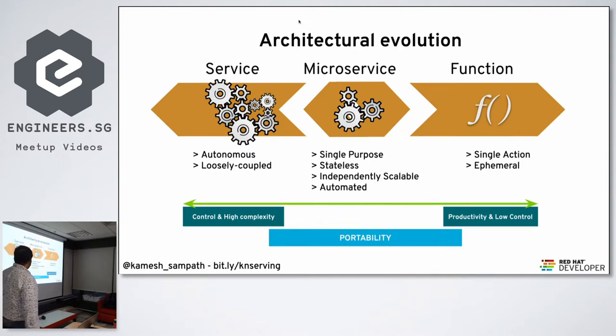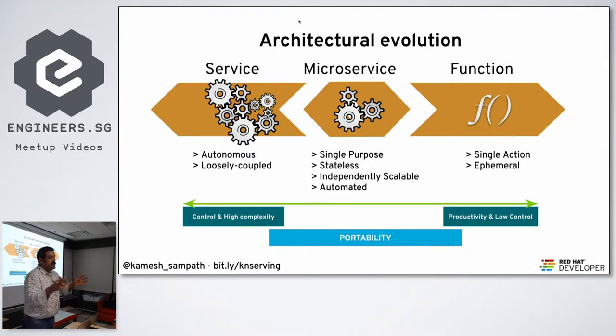For example, when I want high control and have high complexity, say I run a banking application with confidential data and want more control over what I do, then it's preferred that you stay as a monolith application within your data center. Then we have microservices, where I want single-purpose, stateless, independently scalable and automated components, and then I can go with a microservices-based architecture. And when I want something to be single-action and ephemeral, then by default, go to functions.